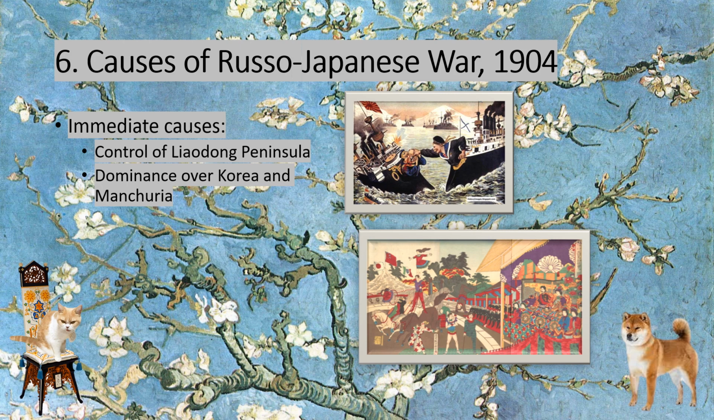Once the Boxer Rebellion had been crushed, these troops were not withdrawn despite Russia's promises to do so. Both Britain and Japan felt that their interests in China and Korea were threatened by this force.